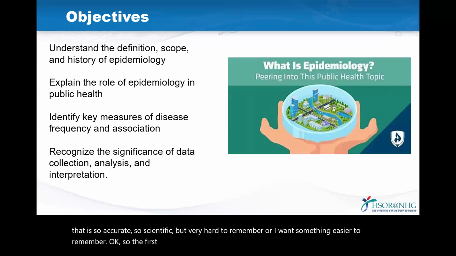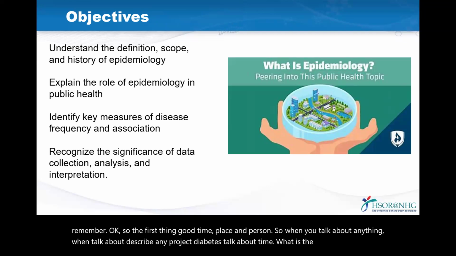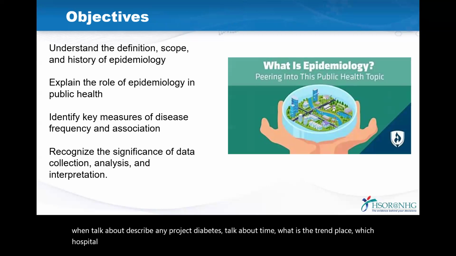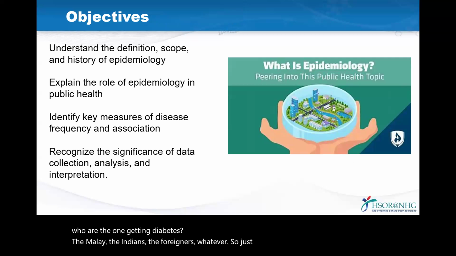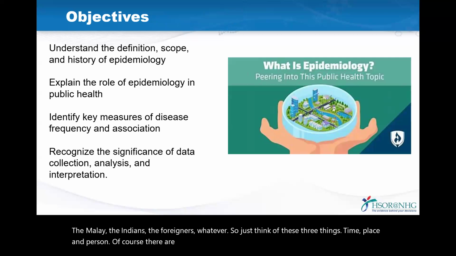So that's the first thing: time, place, and person. When you describe any problem, like diabetes, you talk about time: what is the trend? Place: which hospital or which community has more diabetes, Yishun, Woodlands, Toa Payoh? Person: who are the ones getting diabetes, the Malay, the Indians, the foreigners, whatever. So just think of these three things: time, place, and person. Of course, there are other things to think of, but these are some ways you can talk about it.